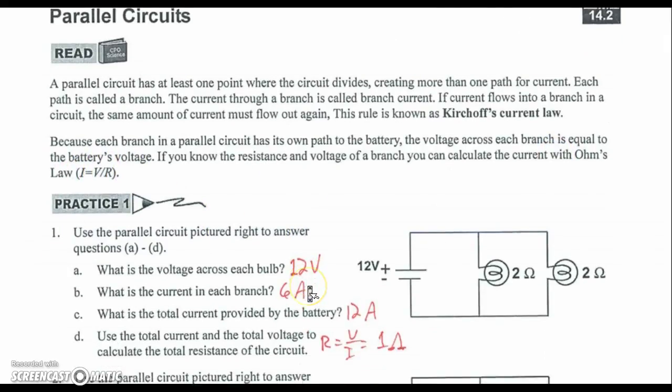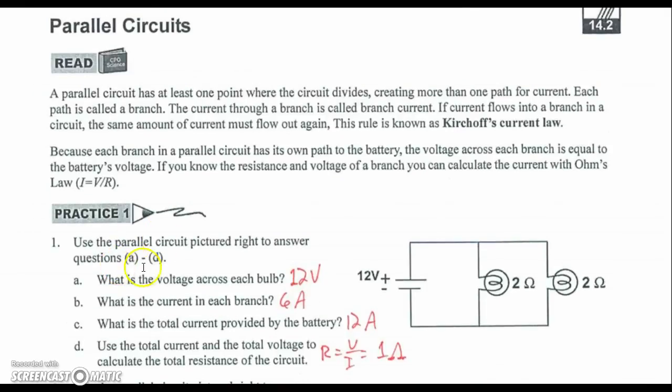So let's do these together. Let's do the first one together. So it says, what is the voltage across each bulb? So let's look here. I've got 12 volts, providing my total electric potential difference. I get 12 volts along this branch. I get 12 volts along this branch. The total voltage across each branch is going to be just that, 12 volts.